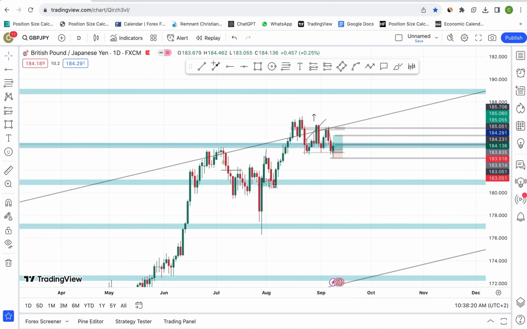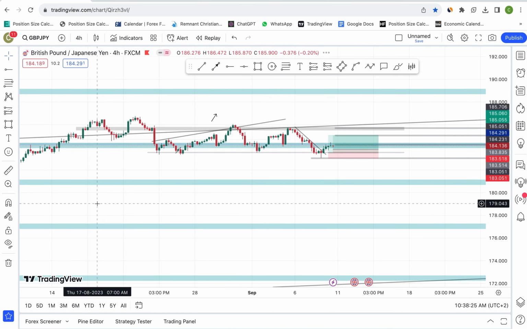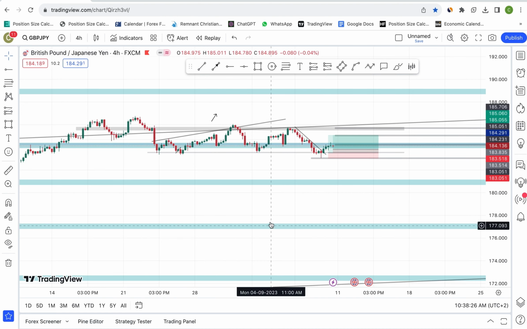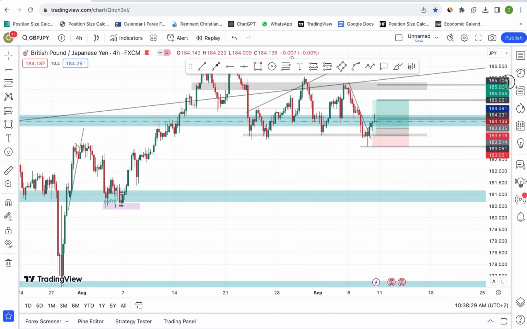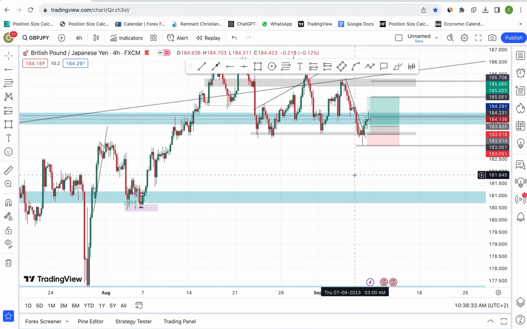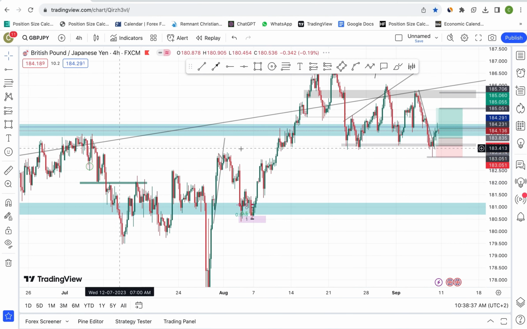You're going to go on the 4-hour time frame, because that's where we are going to be looking at this trade from. On the 4-hour time frame, you can see this trade very well. It is on a flip zone setup. You can see from this zone, it's flipped to this zone.